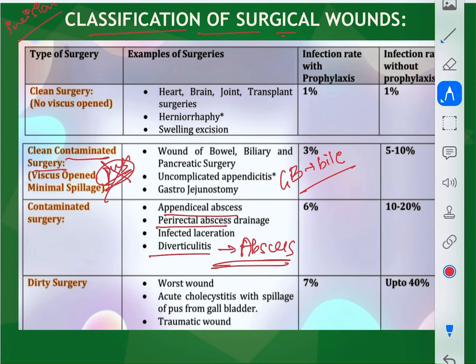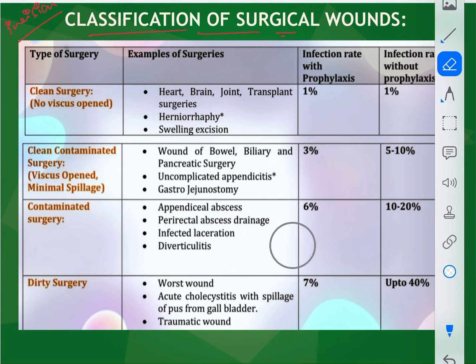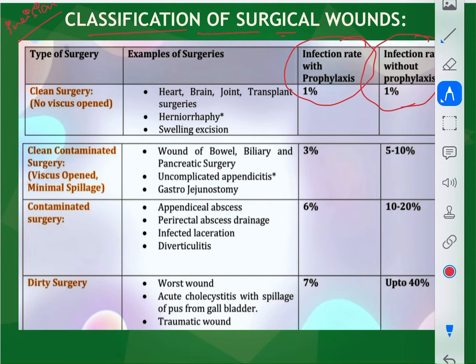Okay, because it is a planned surgery, even if you perforate a bowel, there would be spillage, but very minimal spillage of the bowel contents or the intestinal contents. Again, the importance of knowing what type of wound is what lies in this one, like what is the infection rate that you can anticipate with prophylaxis or without prophylaxis.